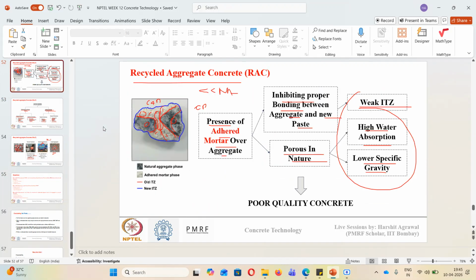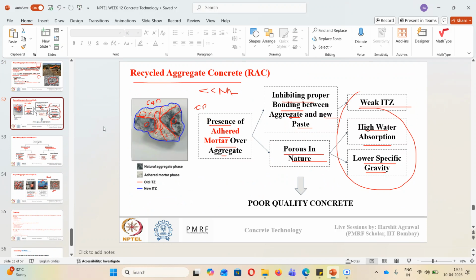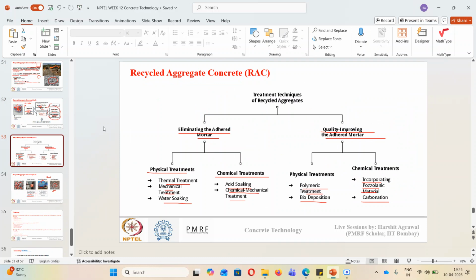In RAC, what happens? We are getting aggregates from construction and demolition waste. These aggregates are not as good quality as natural aggregate because there is adhered mortar layering over the aggregate, and this adhered mortar weakens the bond between the new cement paste and aggregate. So we get poor quality concrete when we use recycled aggregate. Now there are several ways in which we can improve the quality of recycled aggregates, either by eliminating the mortar or by improving the quality of the mortar that is there over the aggregate.